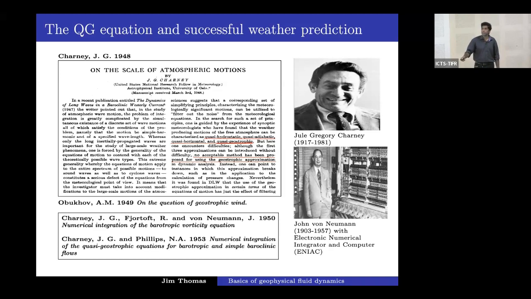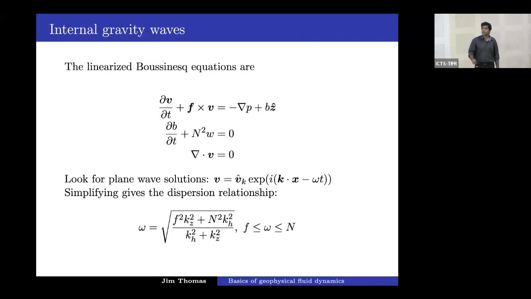So the first computer weather forecast used the quasi-geostrophic equation, and it revolutionized the field. With very limited computing power, it was almost impossible to integrate the full equations, but the quasi-geostrophic model, which ignores a lot of fast dynamics, could be integrated with relatively very little effort on the first computer. So that's all about balanced dynamics.